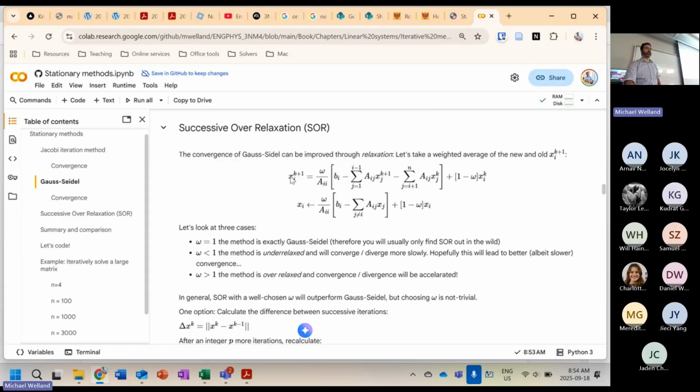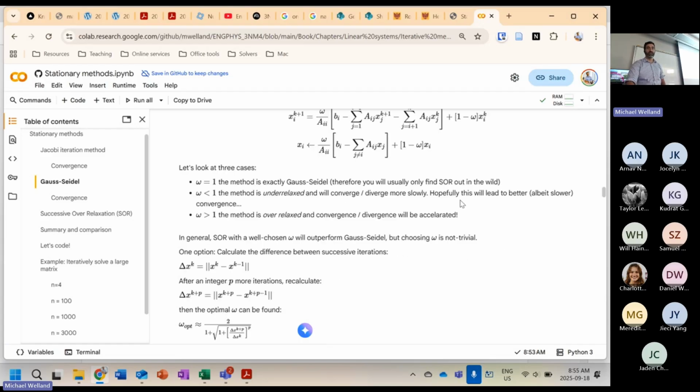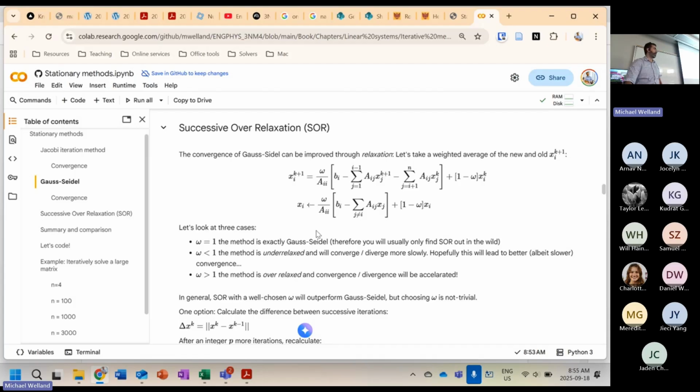Okay, we'll talk about that one a bit more tomorrow. SOR, you are probably going to see even console has SOR in it. SOR is a generalization of Gauss-Seidel. So SOR has this fancy parameter omega.